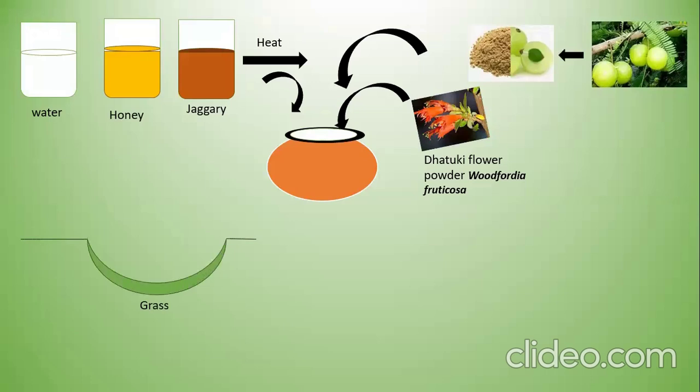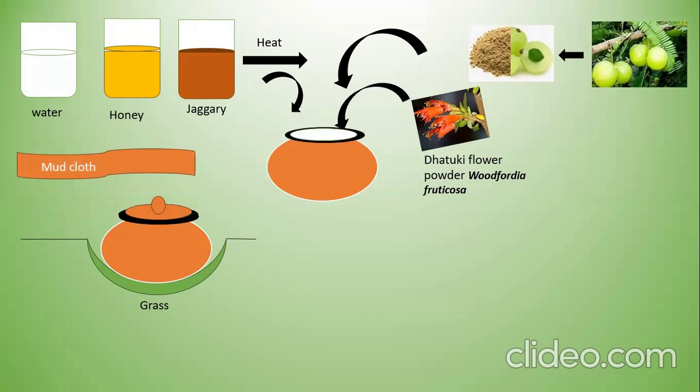Then just dig a pit into the soil. That pit should be covered with grass. In that, the vessel containing your mixture, with all the contents, is to be put. Then we are going to place a lid. Then take a mud cloth, which should be covered in 7 consecutive layers. Then keep it for 20 to 30 days for the fermentation process.